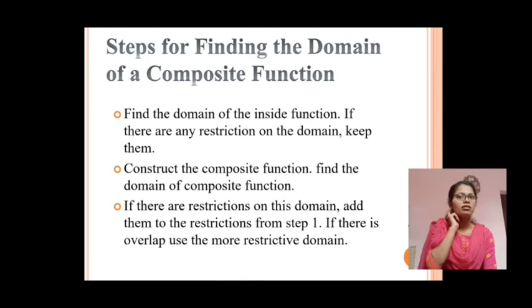Now next, the steps for finding the domain of a composite function. Find the domain of the inside function. If there are any restrictions on the domain, keep them. Construct the composite function f composite g. Find the domain of the composite function, that is, find the domain of f composite g. If there are any restrictions on this domain, add them to the restrictions from step one. If there is overlap, use the more restrictive domain.